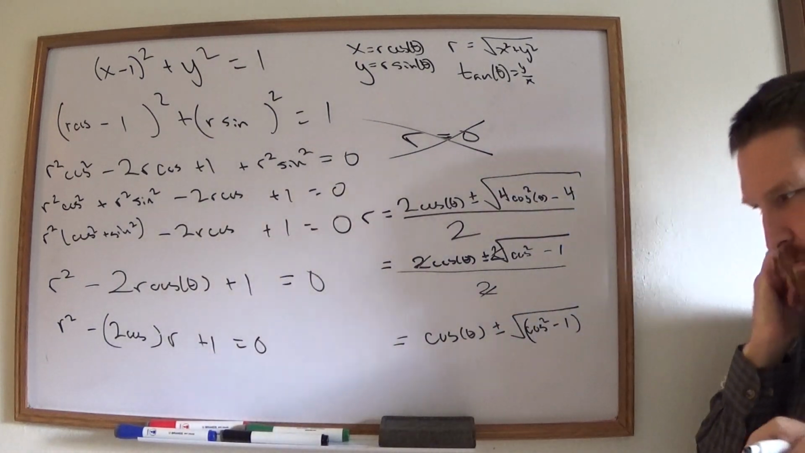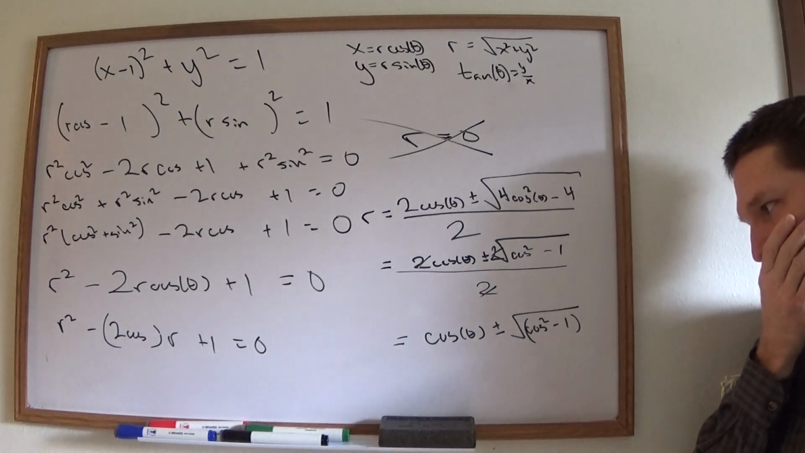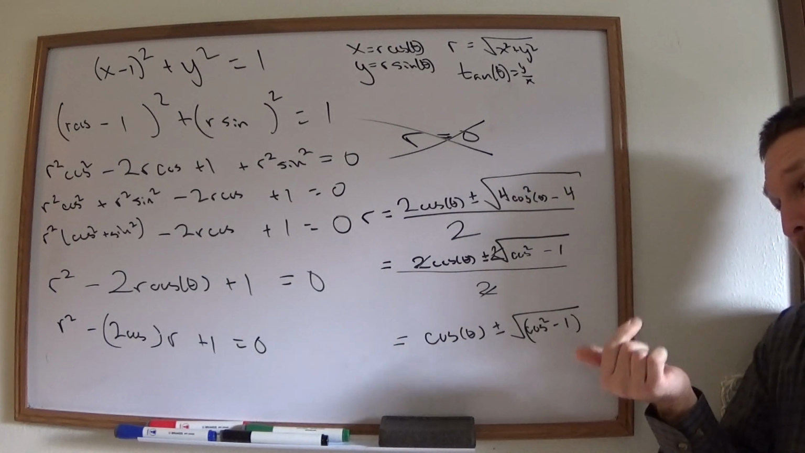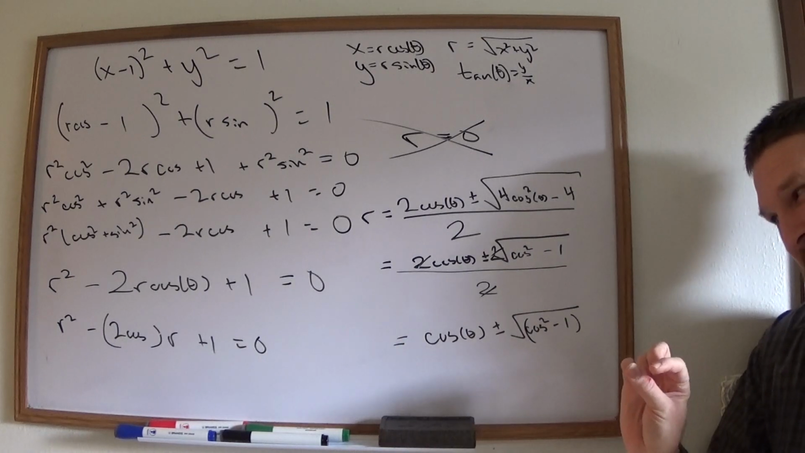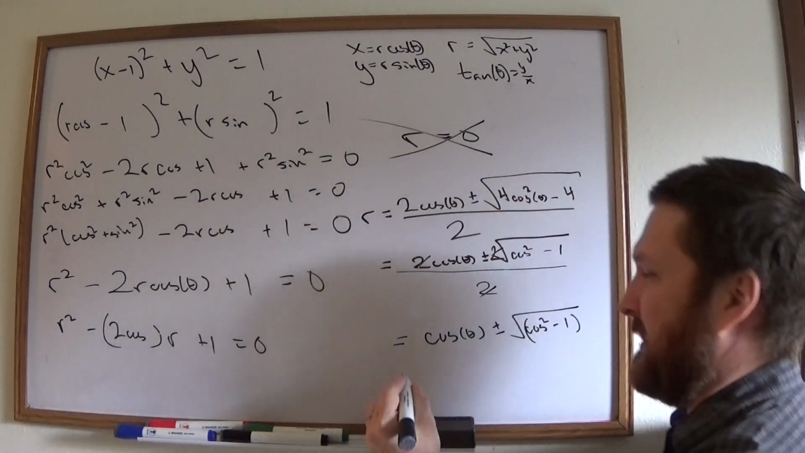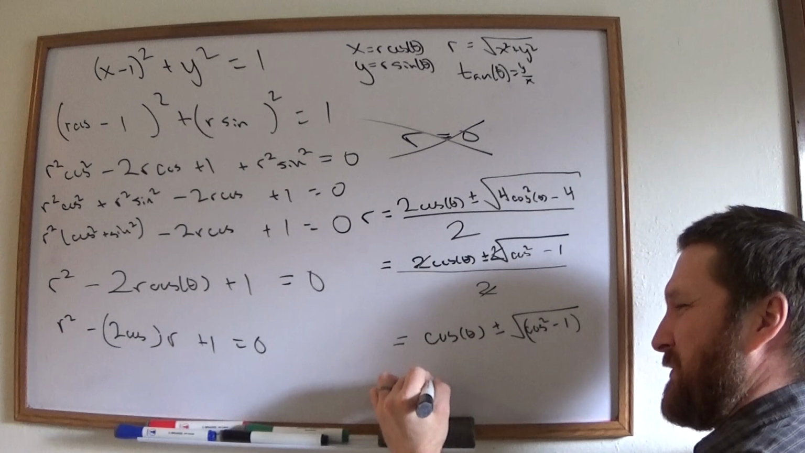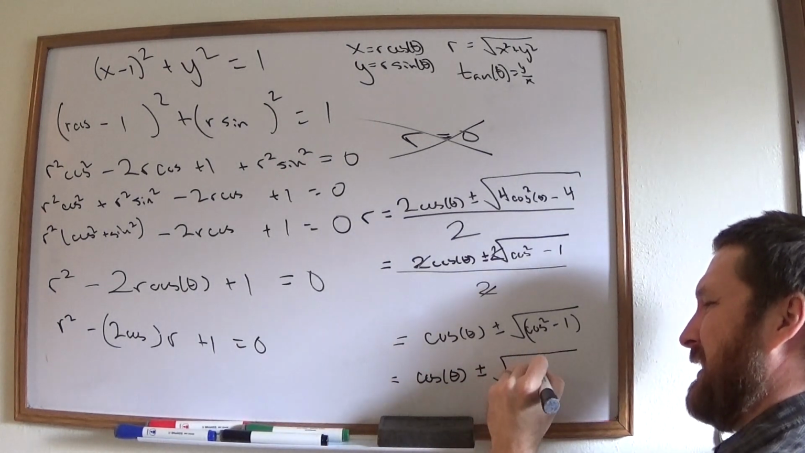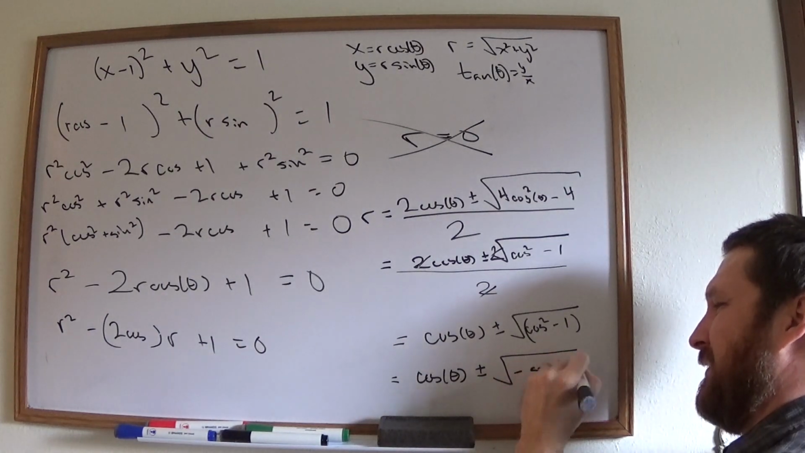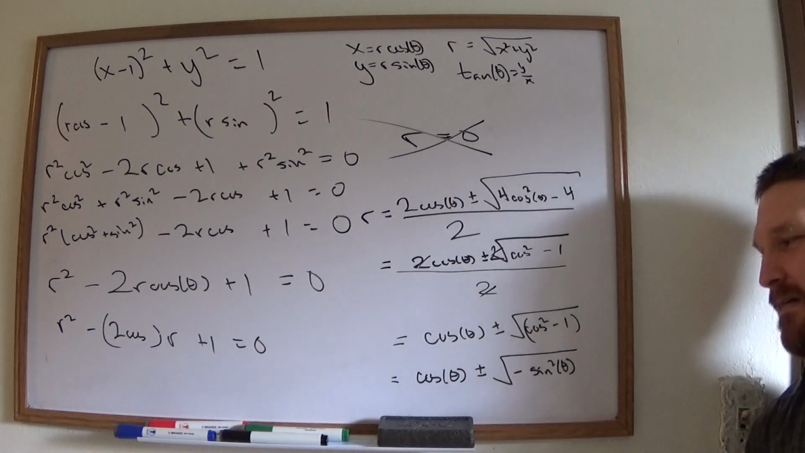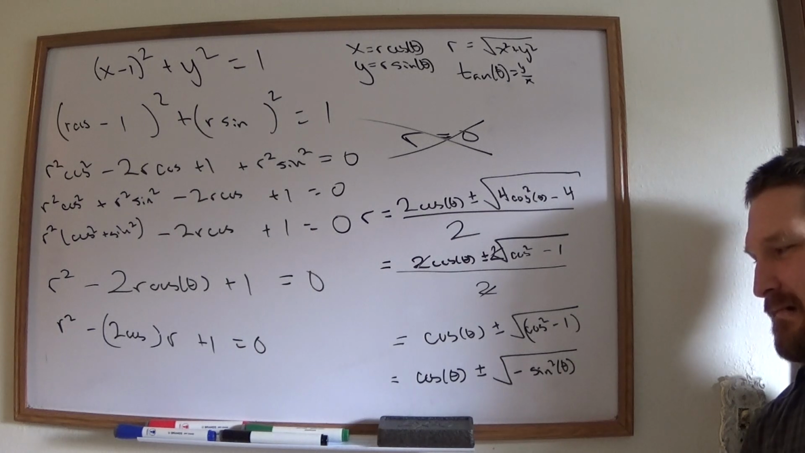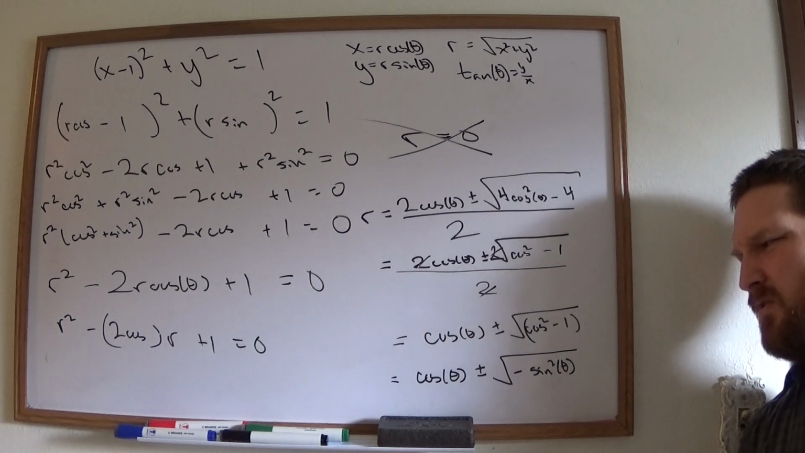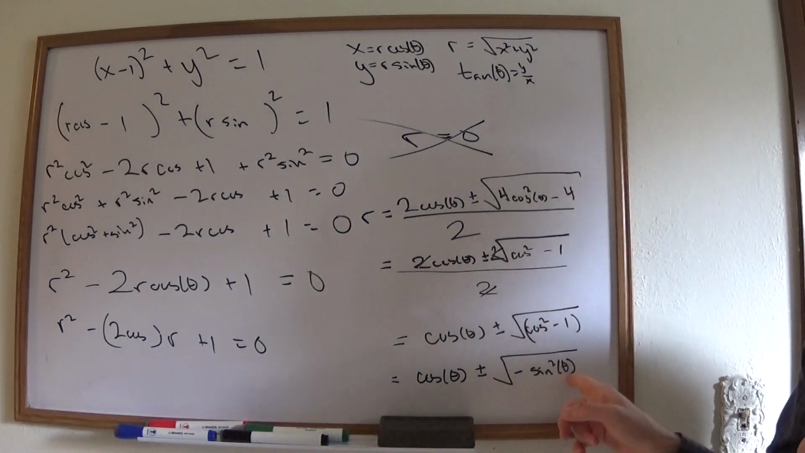But cosine squared minus 1 is sine squared, no, negative sine squared. So plus or minus, good. Well, negative sine squared. Does that work? Negative sine squared theta equals sine squared of negative theta. Can you do that with sine squared? That's only with cosine.